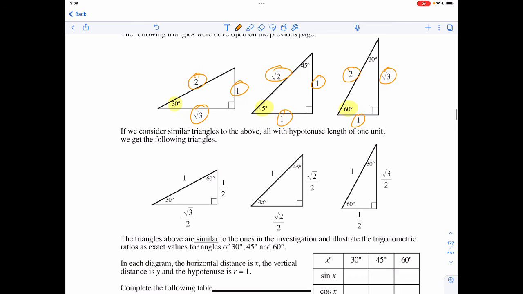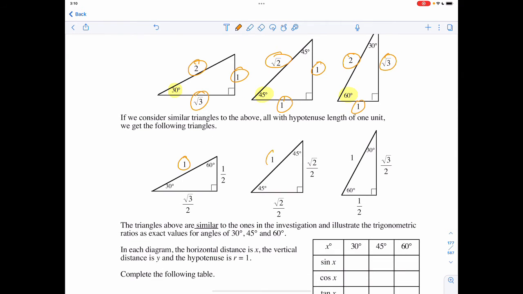Now I can simplify this and state, well, what would happen if I made the hypotenuse 1 in all of these cases? Then all I'm doing is dividing all of these side lengths from the 30-degree triangle by 2. So it's going to give me 1, 1 over 2, and root 3 over 2.